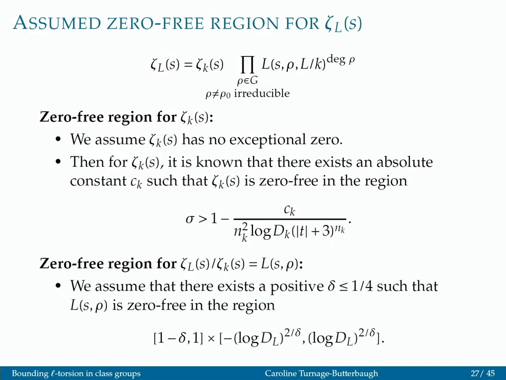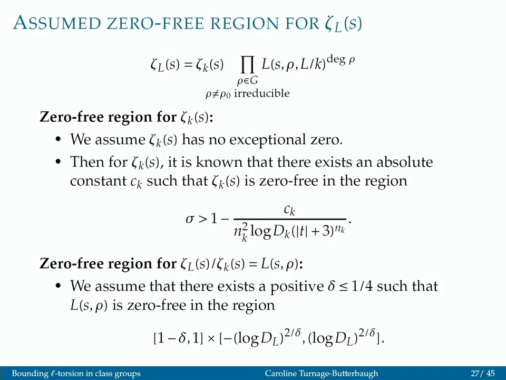And for the rest of the factors, just the quotient of Z_L and Z_K, which can be written as this product of Artin L-functions, but can also be stitched back together to give you one big L-function that can be factored, what we're going to assume is the following. We're going to assume that there exists a positive delta less than a fourth, such that the quotient, meaning this entire product and the factors therein, is zero-free in this box.